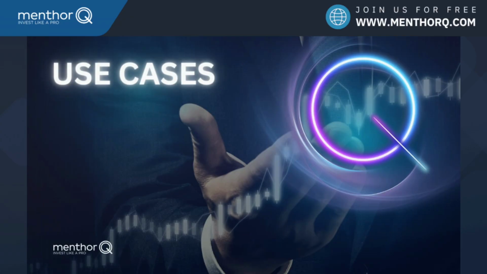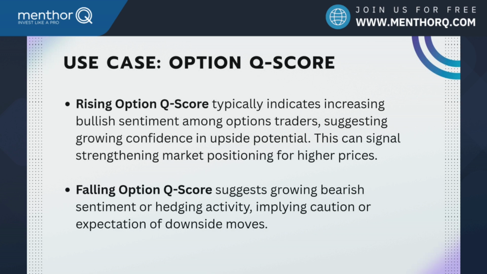So now let's look at some examples on how you can use the different scores to take advantage for our trading style. Let's start with the option score. If you're a swing trader, the option score is really a great market intelligence tool that quantifies options market sentiment from 0 to 5.